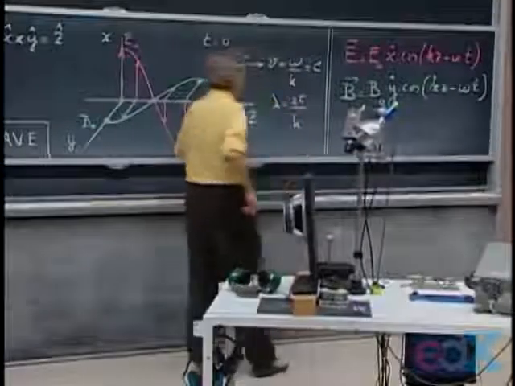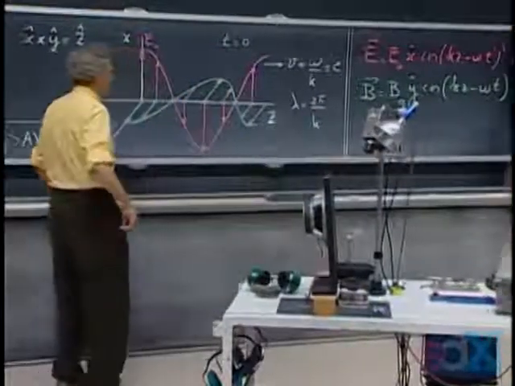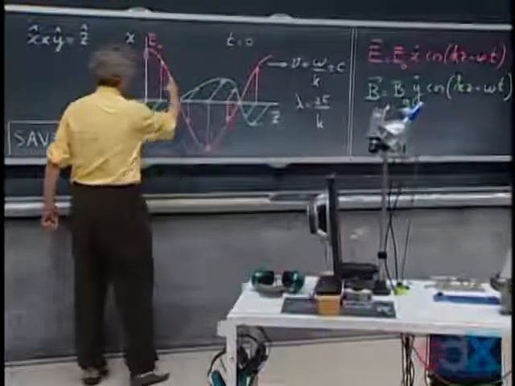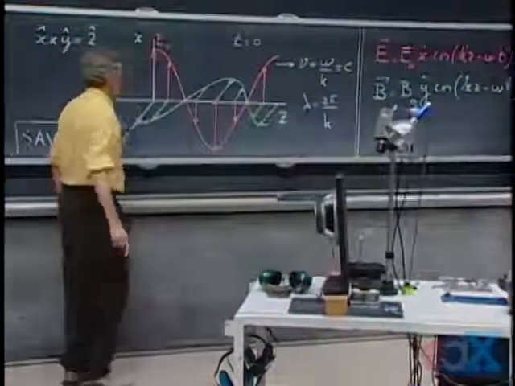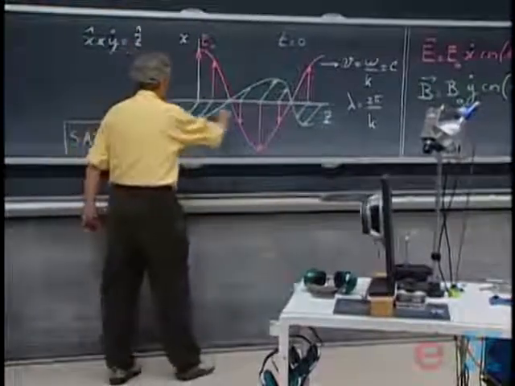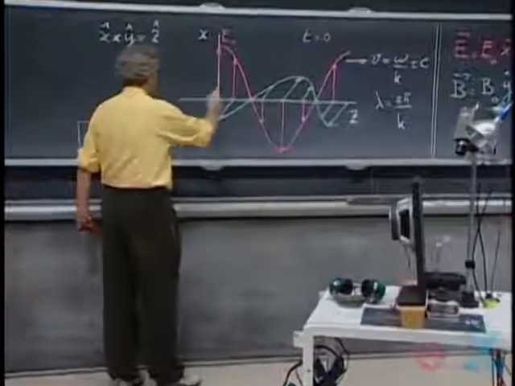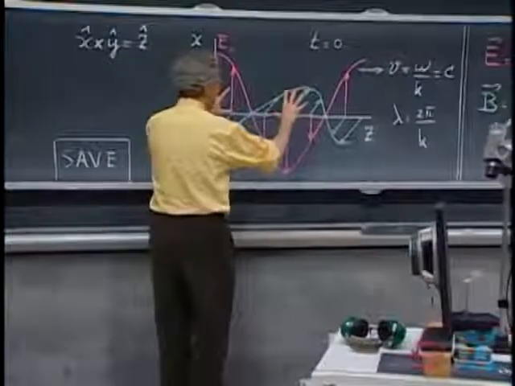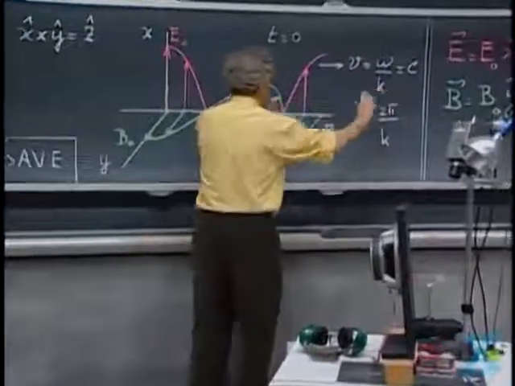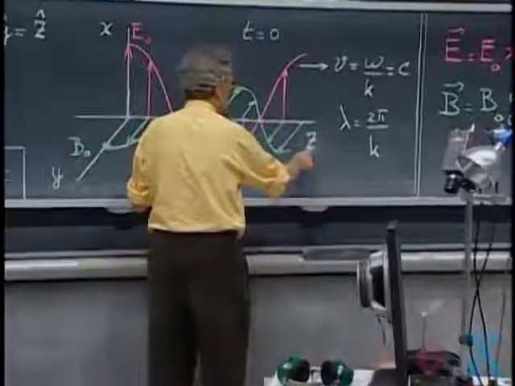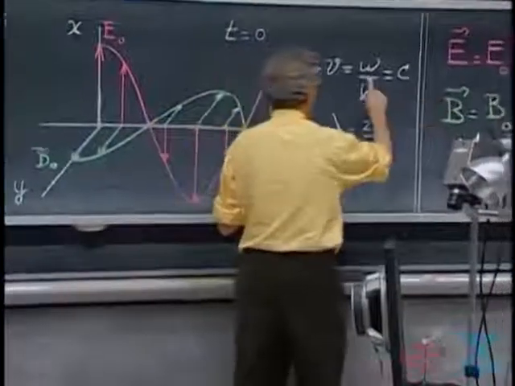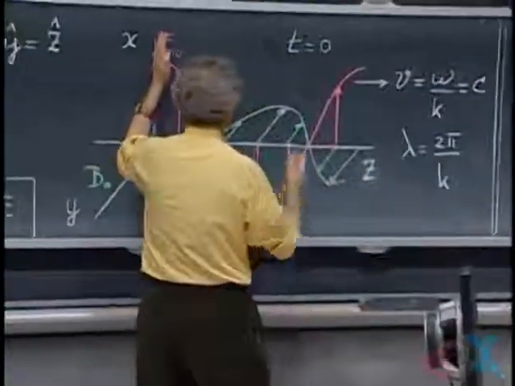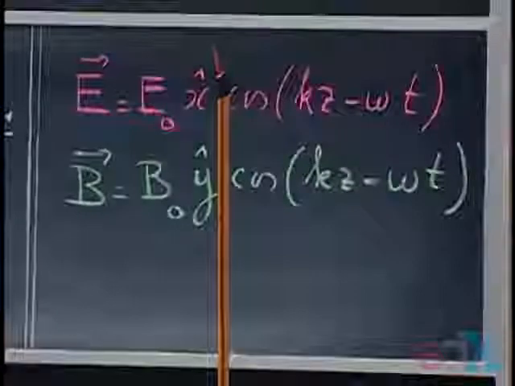So if I plot this at time t equals zero, then you see this curve right here. And you see the magnetic field curve here. The magnetic field is only in the y direction, and the electric field is only in the x direction. And this is a package that together moves in the direction of plus z with this speed, which is omega divided by k. And the wavelength from here to here is then 2 pi divided by k.